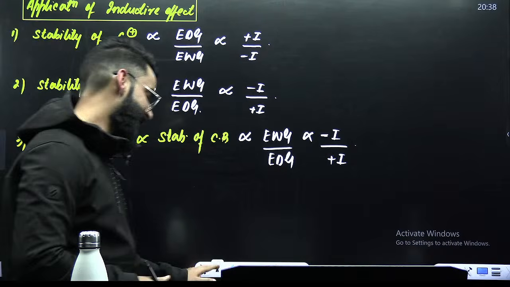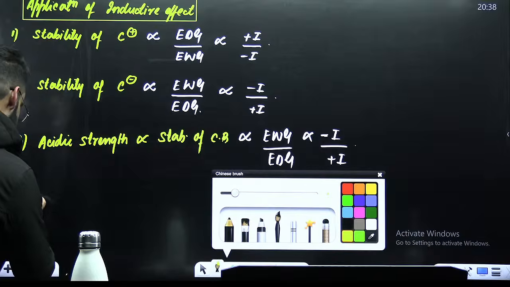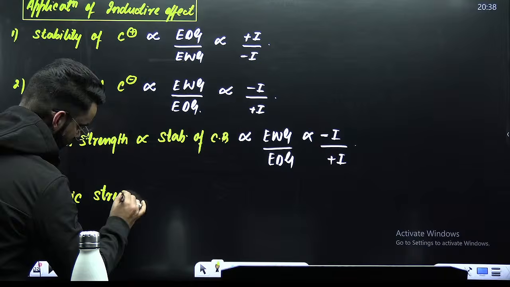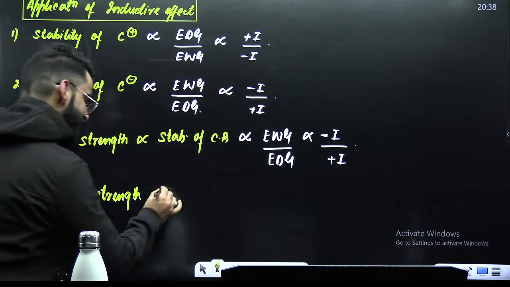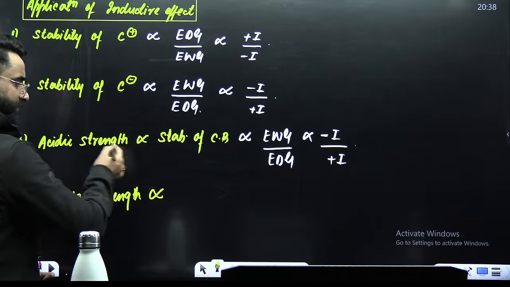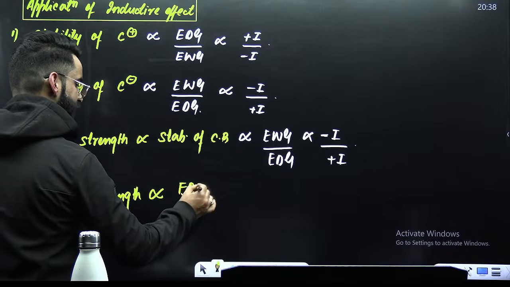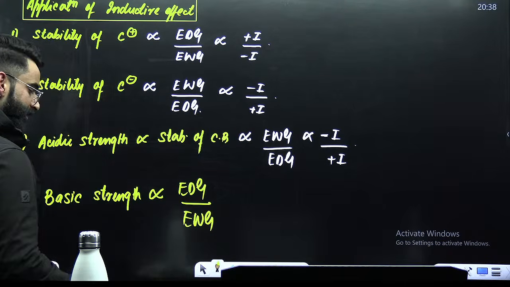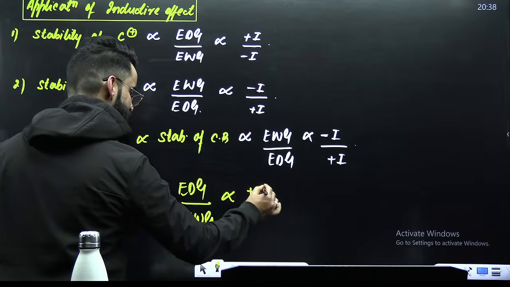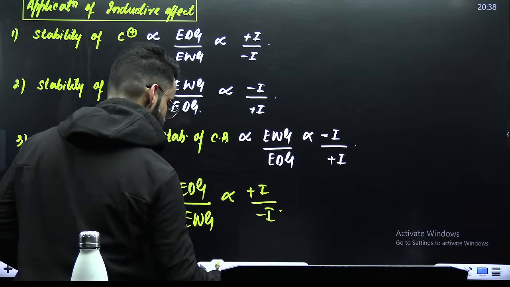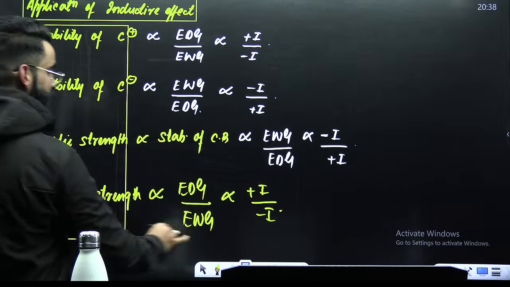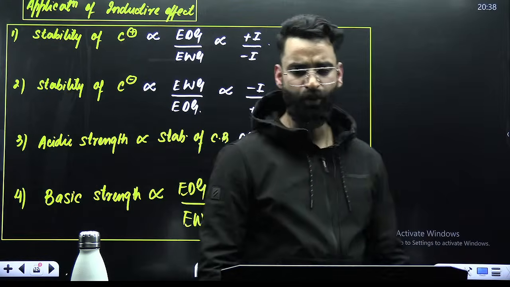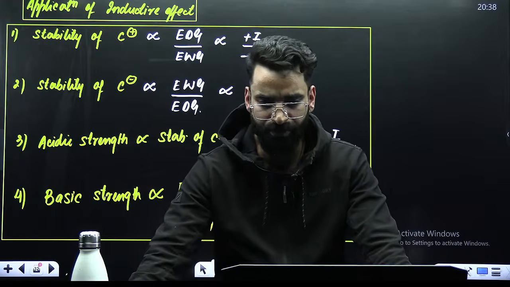Okay. And similarly, if this is the order for acidic strength, then if I talk about the basic strength, it is just the reverse of acidic. So an electron donating group increases the basic strength, and an electron withdrawing group decreases the basic strength. So electron donating means plus I, electron withdrawing means minus I. This is something which you have to remember. And if you remember this table, I am telling you, you will be in a position to solve each and every question. Right?